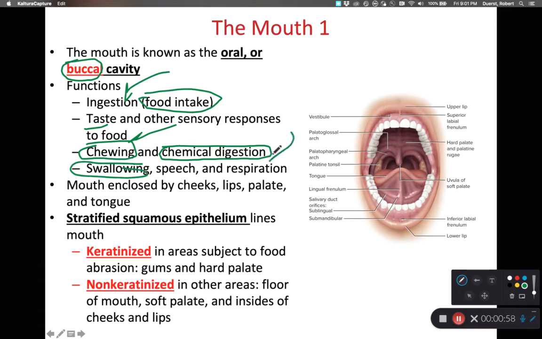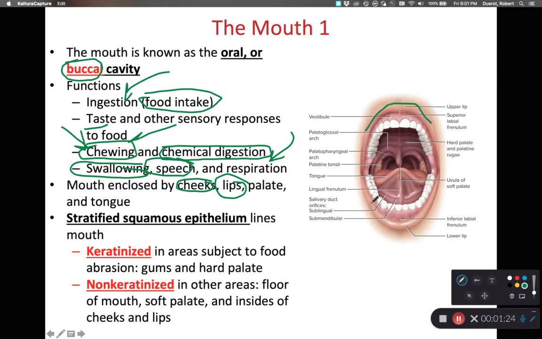We also are going to use our mouth for respiration, breathing in and out, and for speech to make those funny sounding noises. One of the unique things about the human mouth is that we have cheeks, and cheeks allow for us to store food in our mouth and give that food extra mechanical digestion as we masticate it within our mouth. We also have lips.